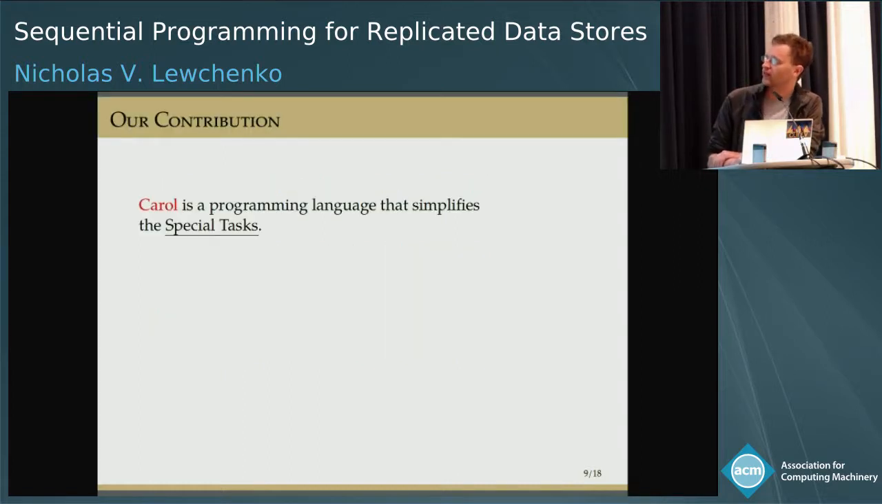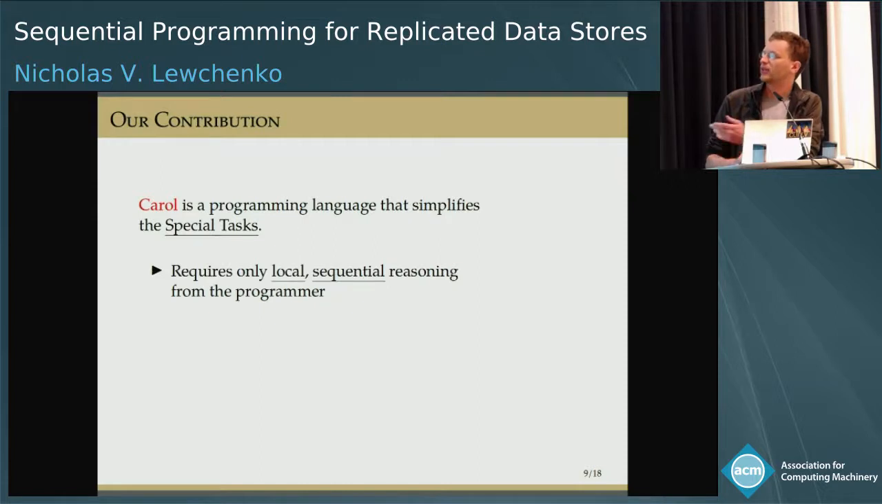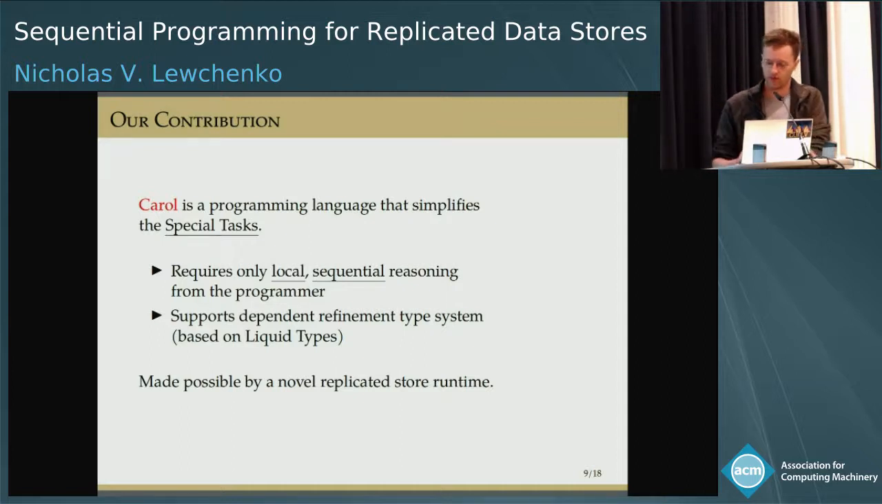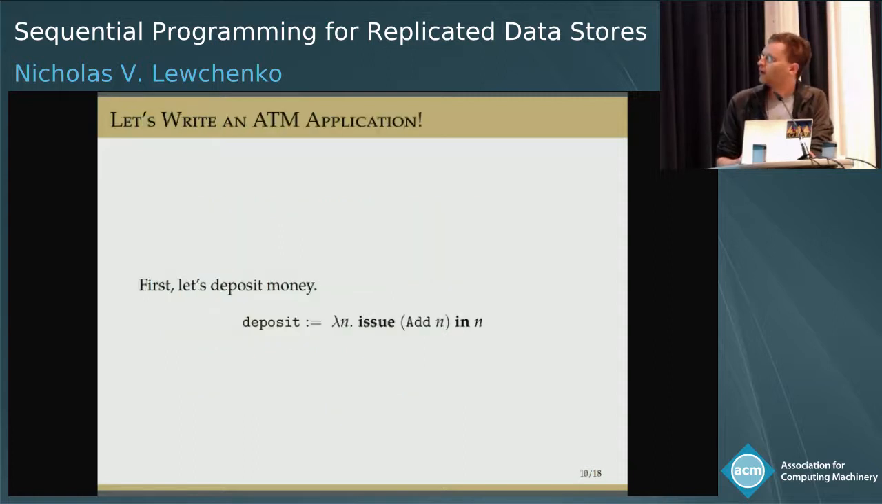So our contribution is Karol, which is a programming language that simplifies these special tasks by flattening them into just extra rigorous sequential programming tasks. In particular, it requires only local and sequential reasoning from the programmer, and it supports a dependent refinement type system based on liquid types, which is something that is usually only seen for sequential programming. And this is made possible by our other contribution, which is a replicated store runtime design.